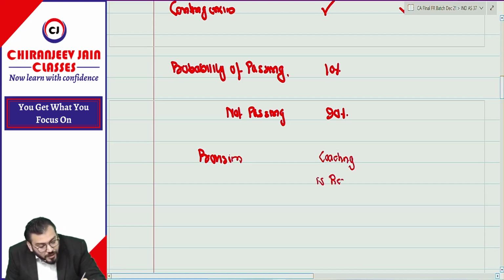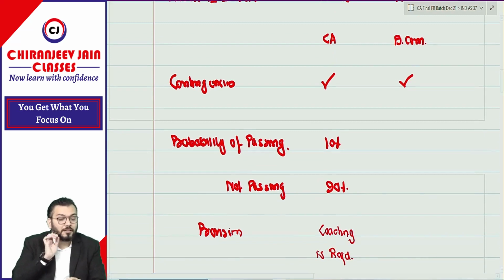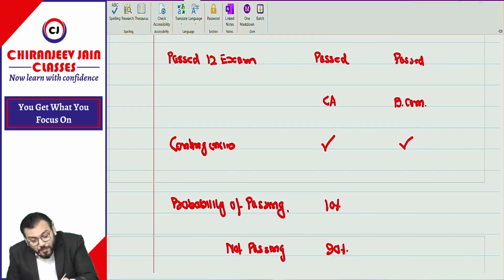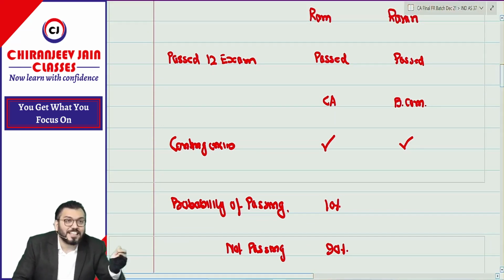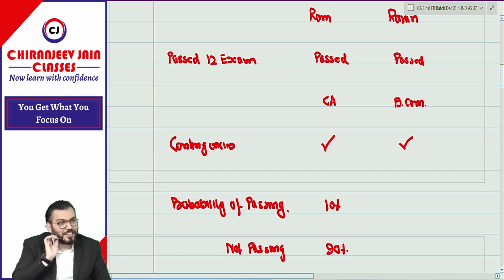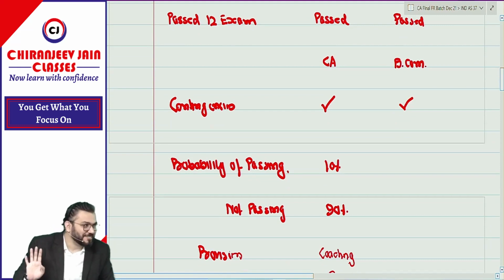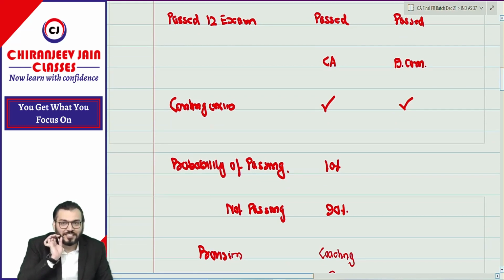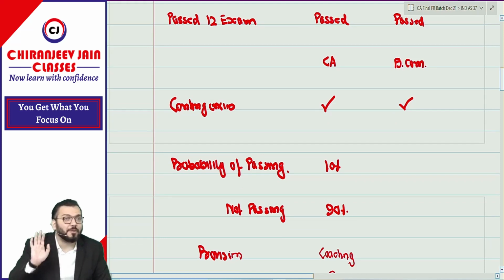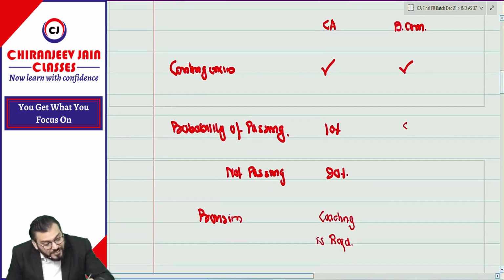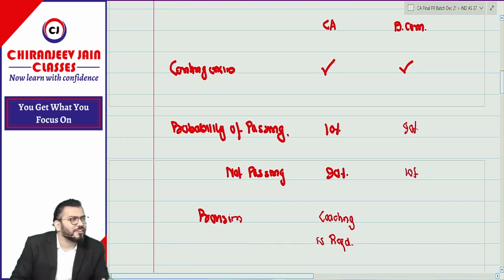Coaching is required. But now let us come to Ravan. If I ask what is the probability of Ravan passing the BCom exam if he appears in the exam hall, what is the probability? 100%? Okay, 90%? He will write something, even if he writes only questions, sometimes he passes. So can you say passing percentage here is 90% and not passing is 10%?